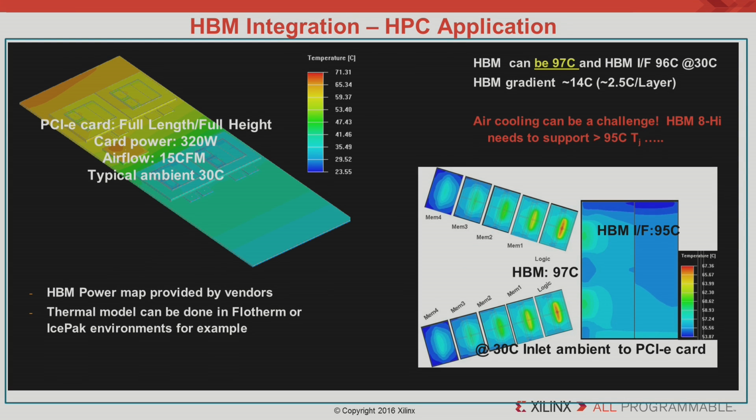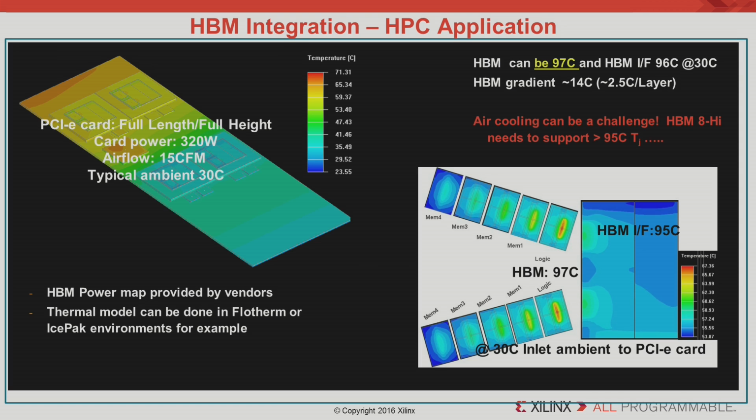So getting into some of the system aspects, I mentioned the thermal. What I show here is a high-performance compute application with a PCIe card. It's a full length, full height, and the total card power could be pushing 320 watts, with an airflow in this direction, 15 cubic feet per minute. And in data center applications, typically the ambient tends to run around 30 to 40 degrees C.